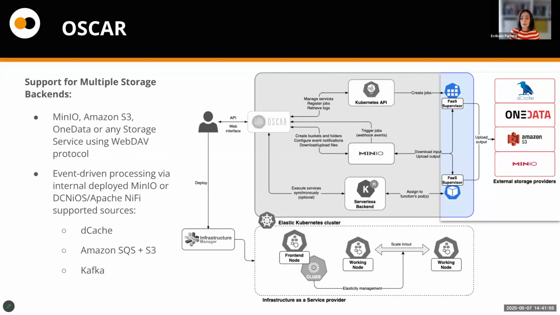The event-driven part is done through DTE Neos. This is the data connector tool that I will talk a little bit more about later, that allows us to create these Apache NiFi data flows. And some of the supported sources are dCache, Amazon S3 through Amazon SQS, and Kafka for real-time acquisition.